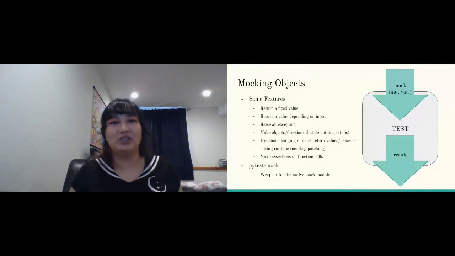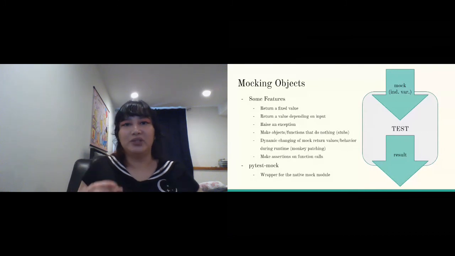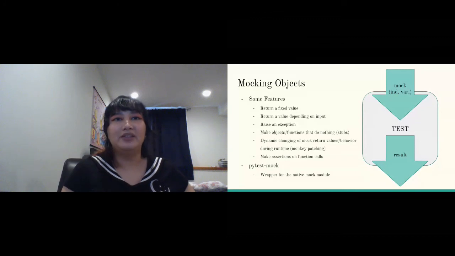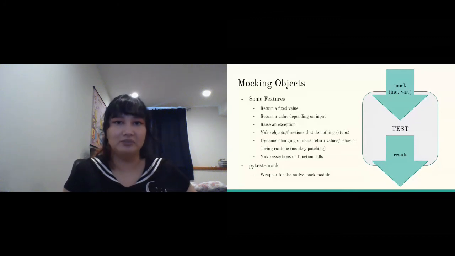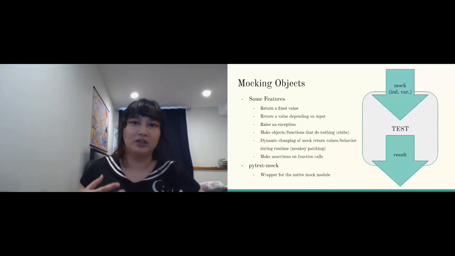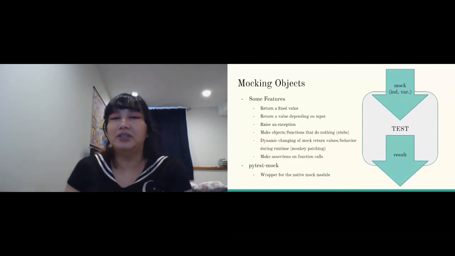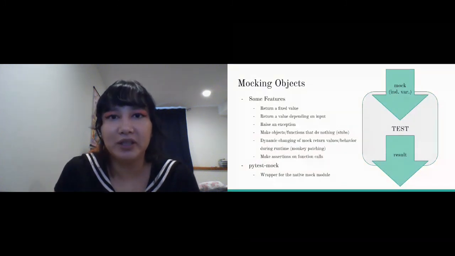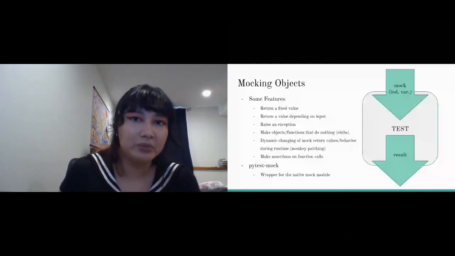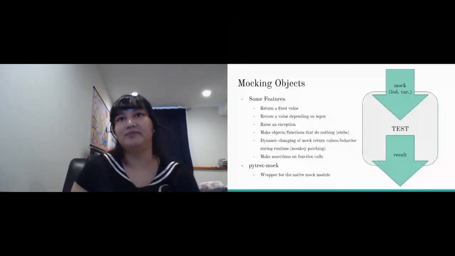You're basically changing the behavior of that particular object, but you're still doing it so you can control the test somehow. And you can make assertions on function calls as well. So if you'd like to assert that this particular mocked function got called once, twice, or not at all, you can do so as well. So we're going to be using pytest mock, which is a wrapper module for the native mock module in Python.